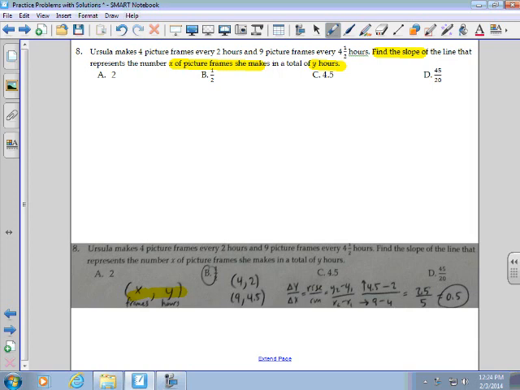So you say 4 frames every 2 hours. The next one is 9 frames every 4.5. So 9, 4.5. So now once you have your 2 points, you just do rise over run, or delta y over delta x. So from 2 to 4.5, it goes up 2.5, and over from 4 to 9 is 5. So it's 2.5 over 5, which simplifies to 0.5, or 1/2.